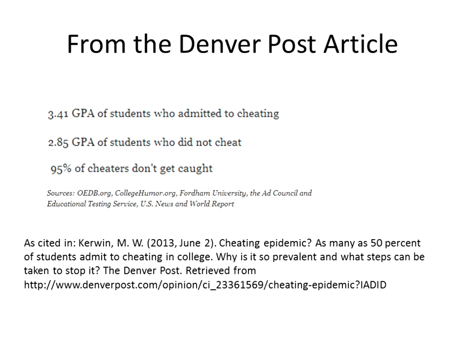And from that same Denver Post article that I started with, the GPA of students who admitted to cheating is 3.41. The GPA of students who did not cheat is 2.85. A half a point higher GPA. And 95% of cheaters don't get caught.